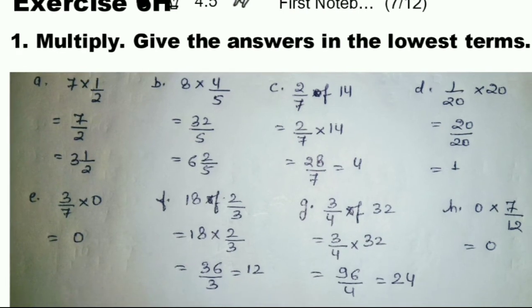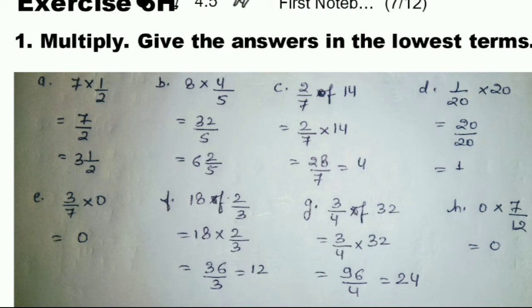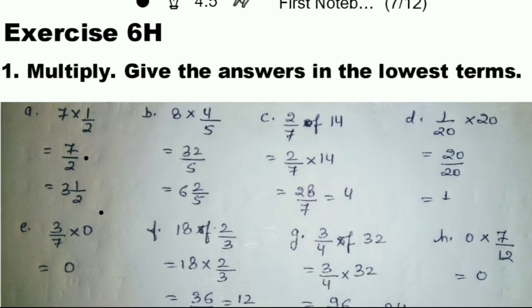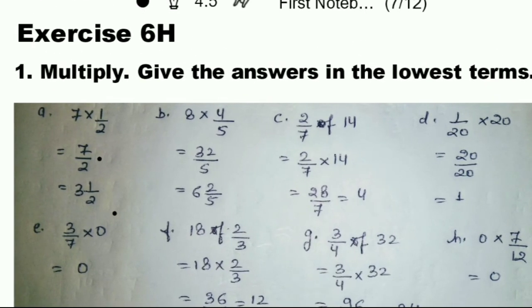See in this one, 7 into 1 by 2. It means 7 ones are 7 and there is no number, so 2 ones are 2. So this 7 by 2 we can write as 3 1 by 2. Question, 8 into 4 by 5. Okay. So in this one, 8 into 4 by 5.